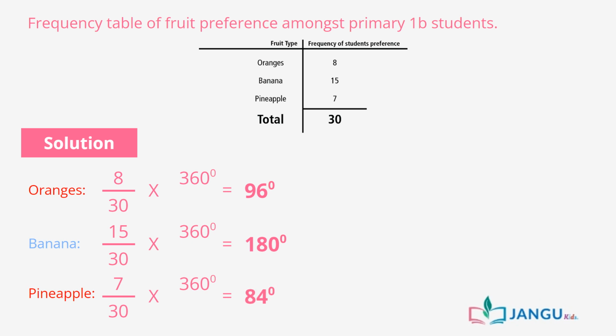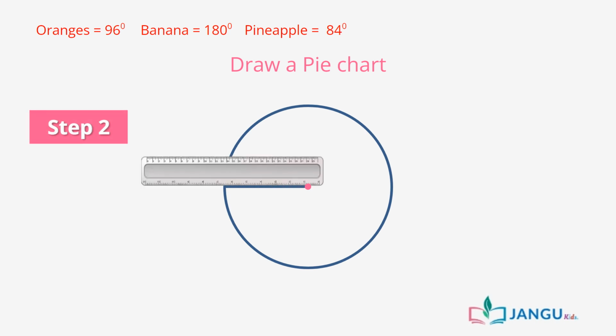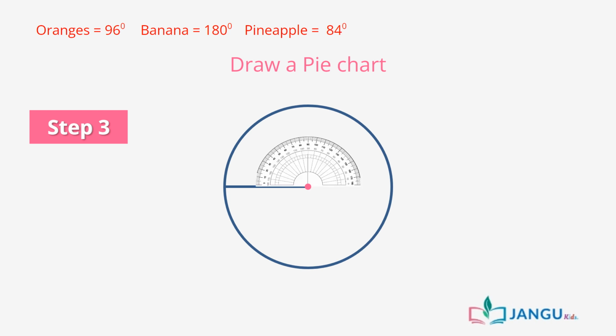Having gotten the degree value of all the fruits, we then construct our pie chart using our pencil, mathematical compass and protractor. The first step is to draw a circle using a pencil and a compass. The second step is to draw a suitable radius from the circle's center point. You can easily locate the circle's center point by looking for the hole left by the pointed edge of your compass. Next, having drawn the radius as the starting point, we then place the protractor on the line.